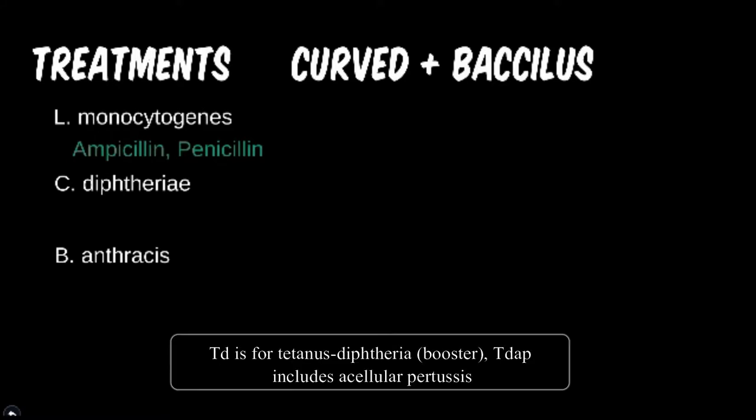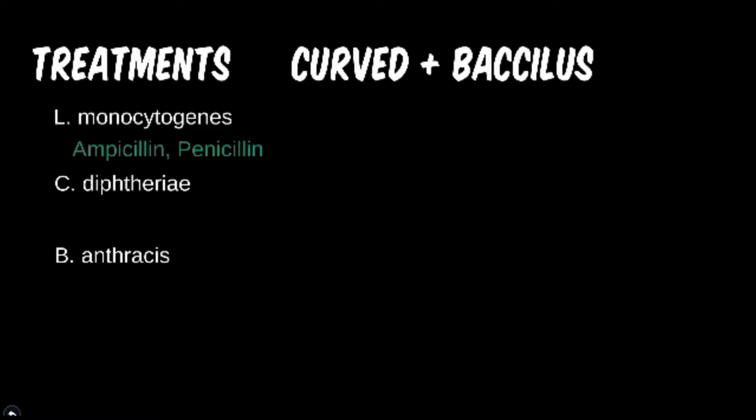If a child is not up to date with their immunizations, or if an individual is from another country, consider this pathogen. It is still a highly contagious disease that requires immediate treatment. Antitoxin is used here as well. These gram-positive rods sure do like their toxins. Diphtheria can also be treated with penicillin or erythromycin if there's an allergy to pens.